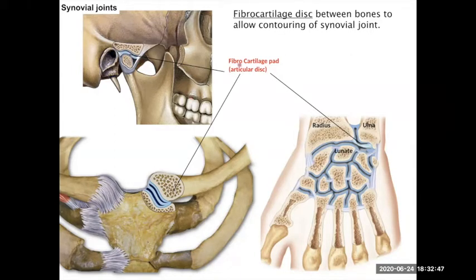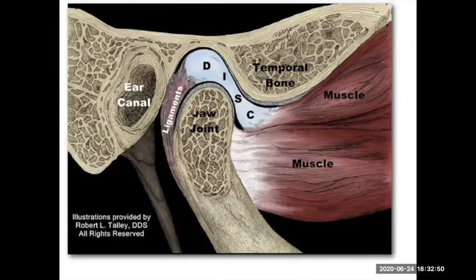All right, so these are fibrocartilage pads. This example right here is your TMJ, your temporomandibular joint. Here's your condylar process fitting into your mandibular fossa. And this is the ligament going over from your condylar process, which will go into this articular disc right here.